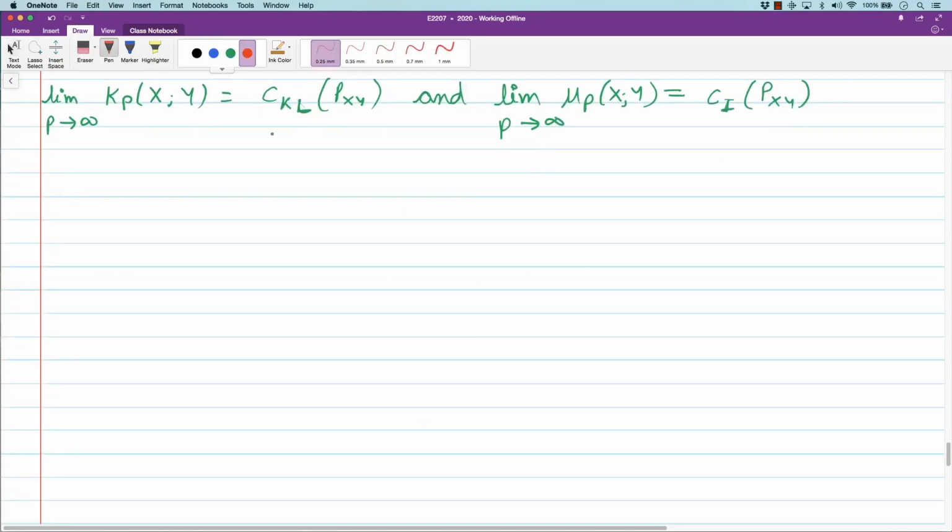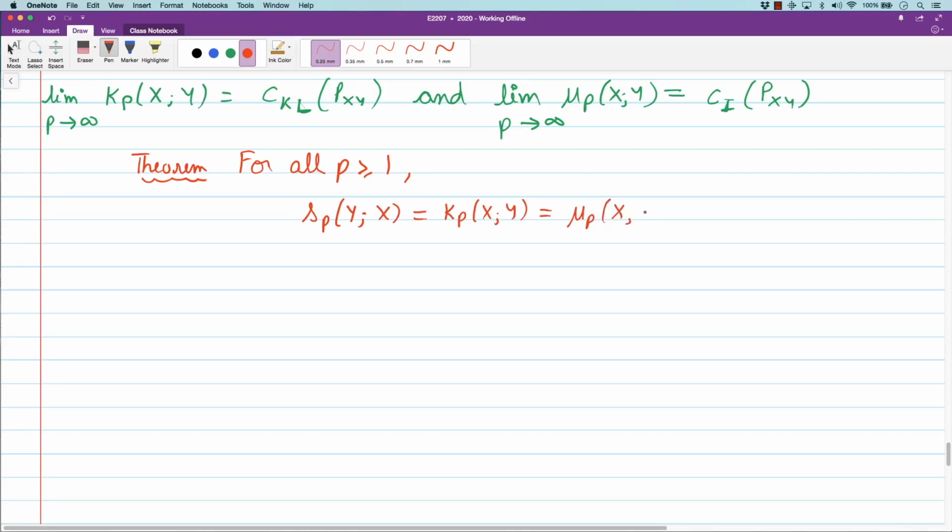So the main result that we'll present is, for each p, S_p(Y;X) is equal to kappa_p(X;Y), which is also equal to mu_p(X;Y). Okay, that's the main result that we have. So the proof is a little bit involved. I'll just give you the main idea.